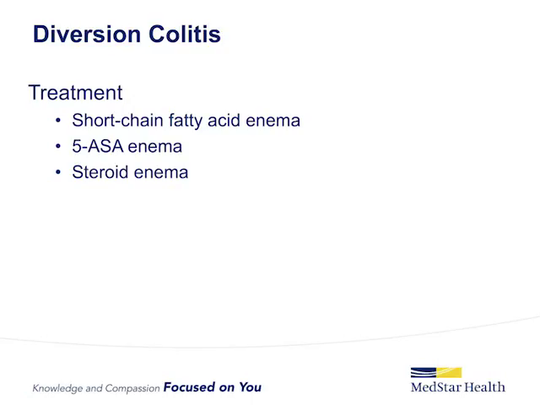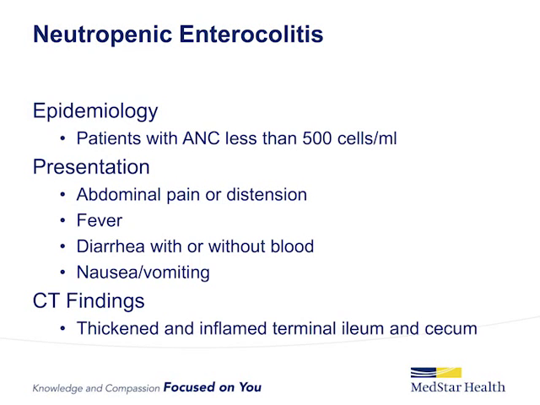If symptoms improve, then these enemas may be given less frequently. Other treatments that have been used include 5-aminosalicylic acid enemas, or 5-ASA enemas, and steroid enemas. However, these should only be used when the short-chain fatty acid enemas are not well tolerated. Diversion colitis resolves after intestinal continuity is re-established. However, for patients who will be diverted for more than 1 year, it is recommended that periodic endoscopic examination of the diverted segments be performed to evaluate for neoplasia.